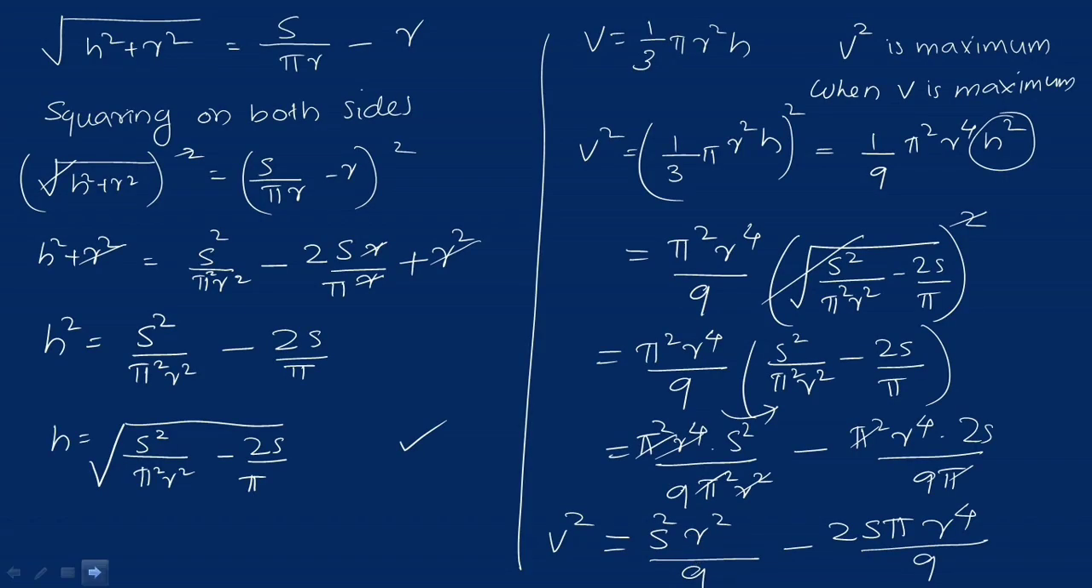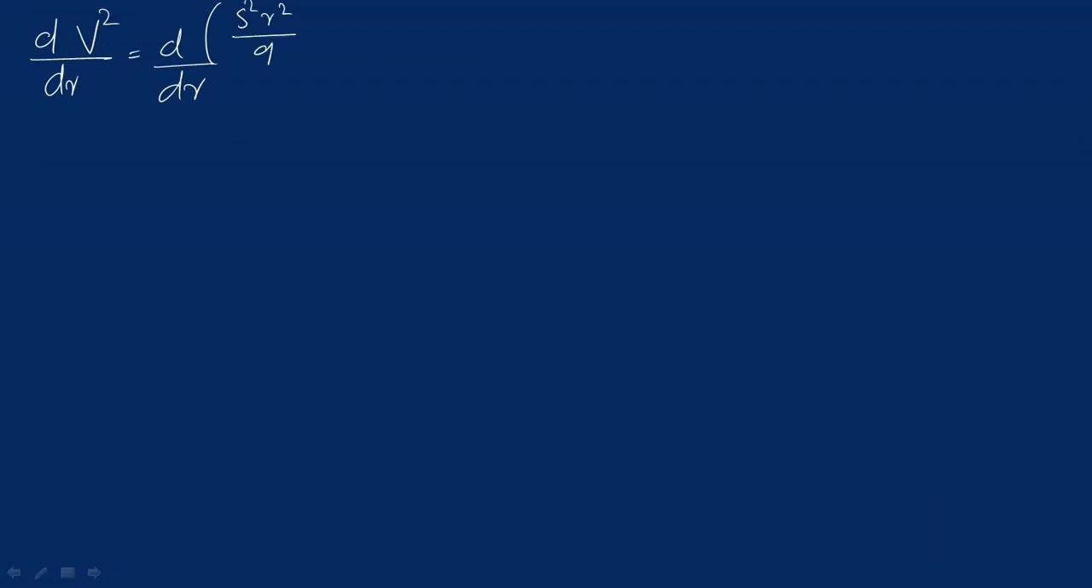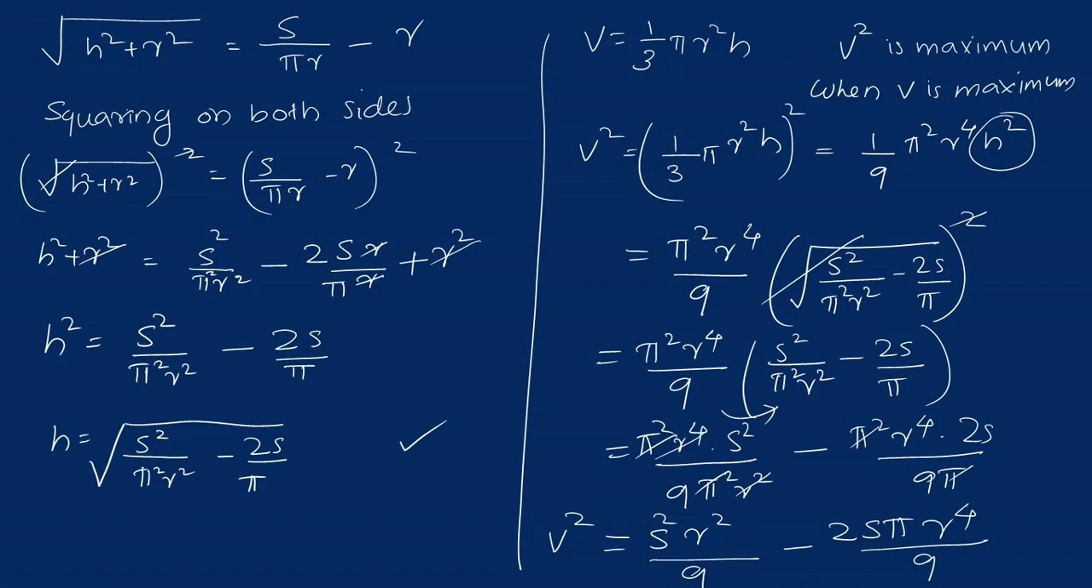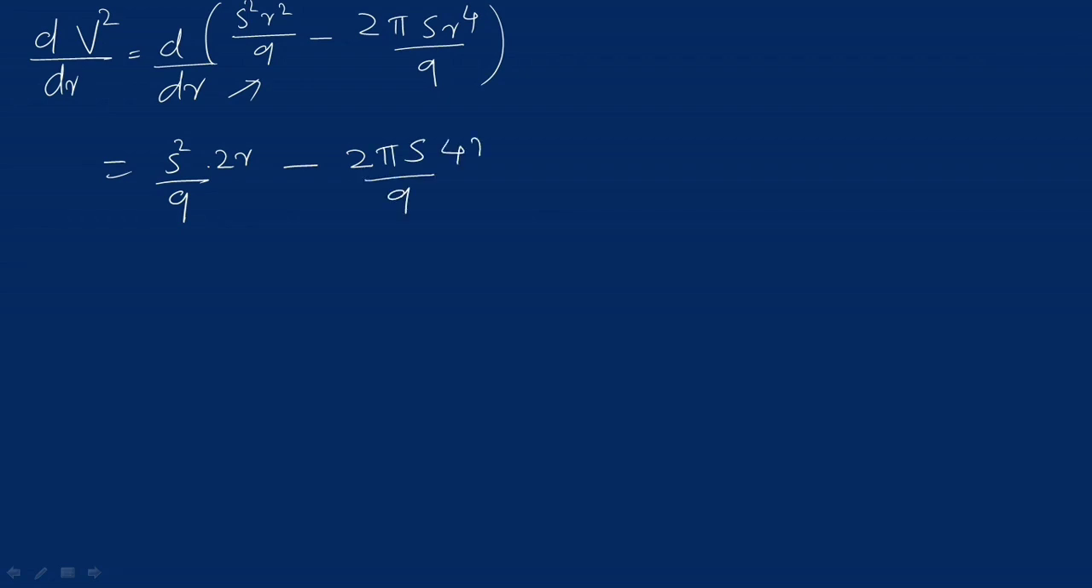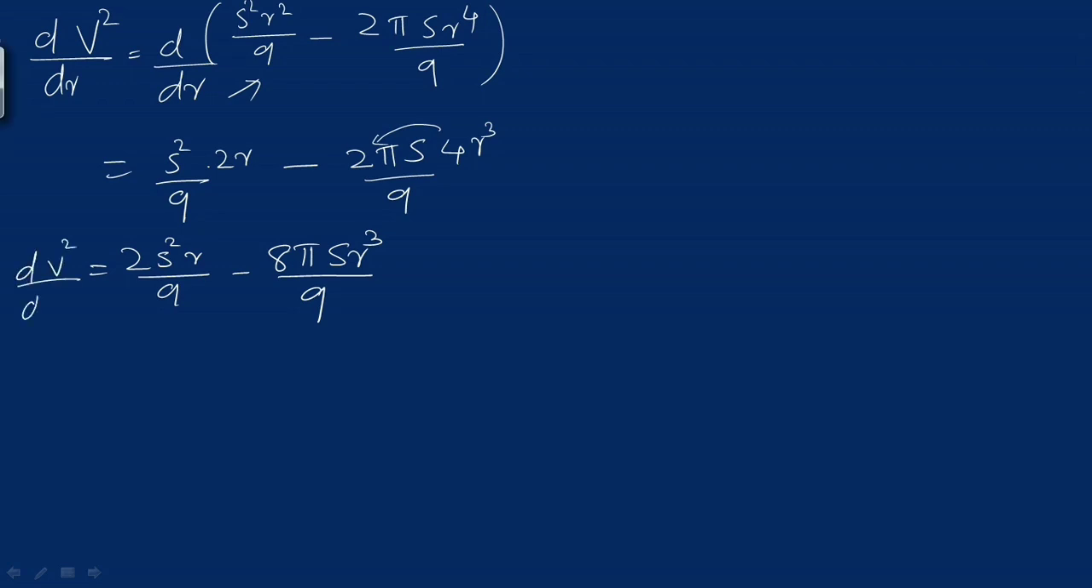Now we find d by dr of V square, that is d by dr of S square r square by 9 minus 2 pi S r raised to 4 by 9. First, S square by 9 is a constant, into d by dr of r square, that is 2r, minus 2 pi S by 9, again a constant, into d by dr of r raised to 4, that is 4 r cube. So we have 2 S square r by 9 minus 8 pi S r cube by 9, that is d by dr of V square.